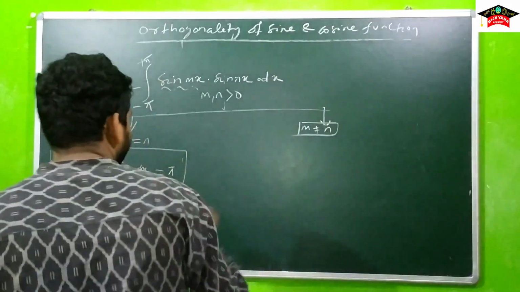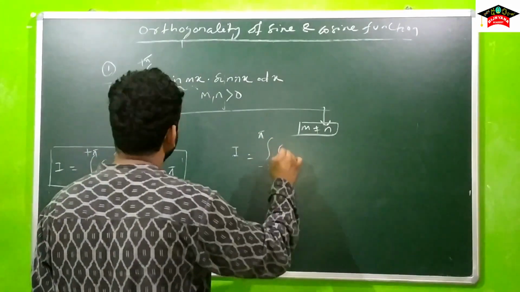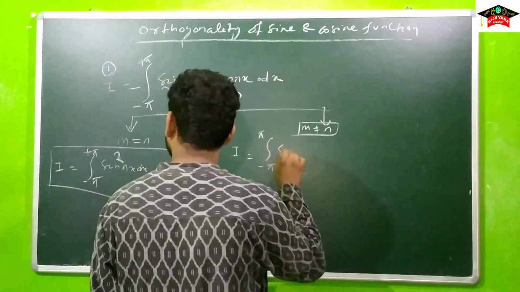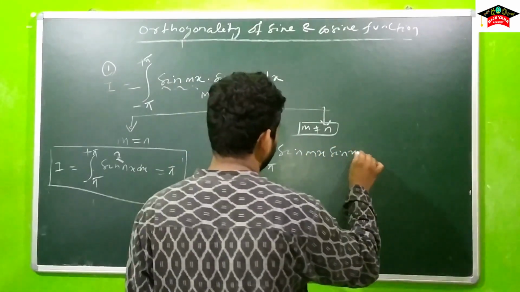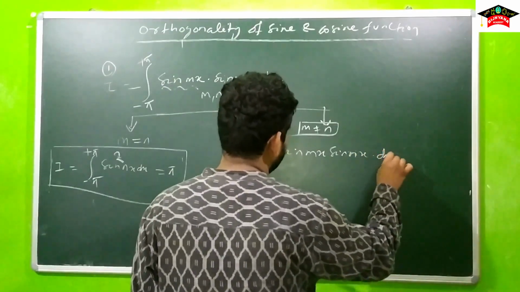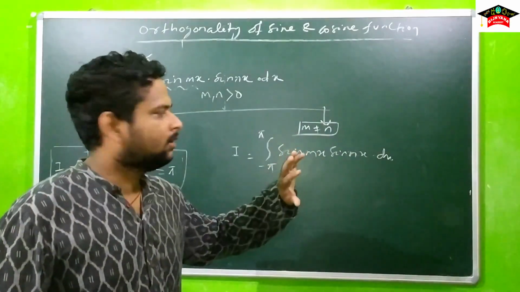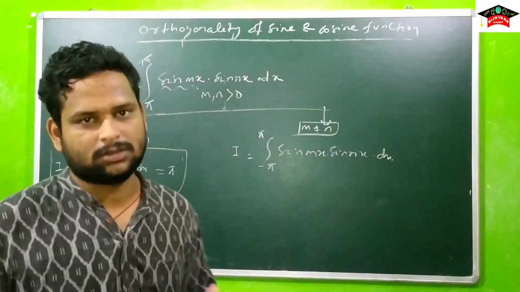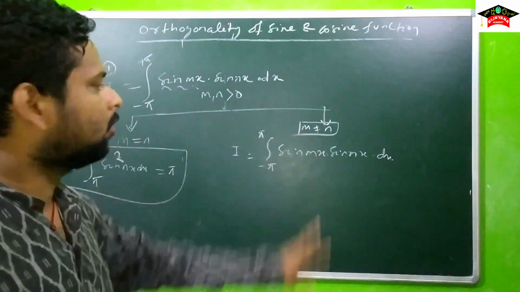So for this part, I equals the integration from minus pi to plus pi of sin mx sin nx dx. For this integration we cannot do it directly because it is simply the product of two different sine functions. So to integrate, first we have to make it into a simple addition term.